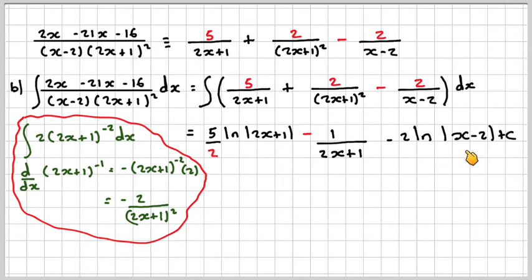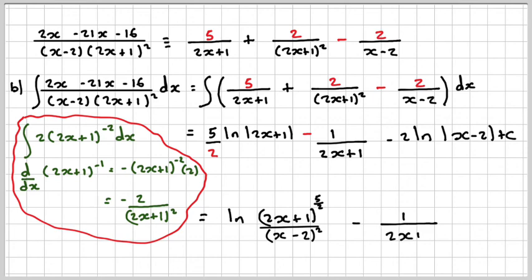Now we can combine the logarithms. The minus between the logarithms will make them a division, and then we're raising this one to the power of 5 over 2 and this one squared. Okay, so you can't take the square root of a negative number here, so this would have to be all positive. So we don't really need the absolute value signs. And then we've got a minus 1 over 2x + 1 plus C.